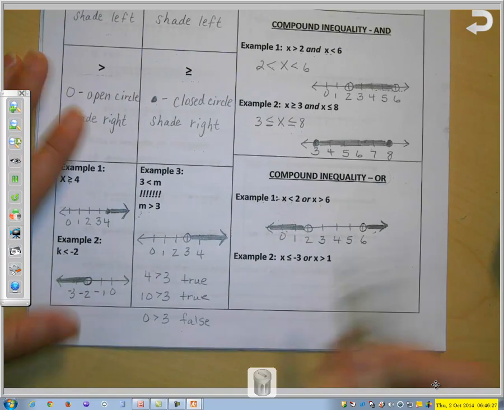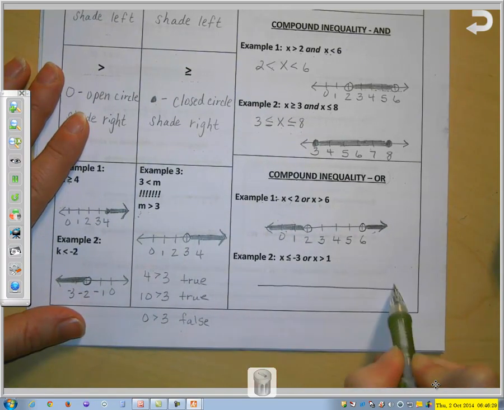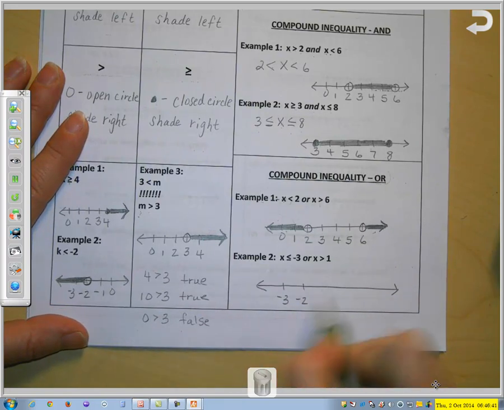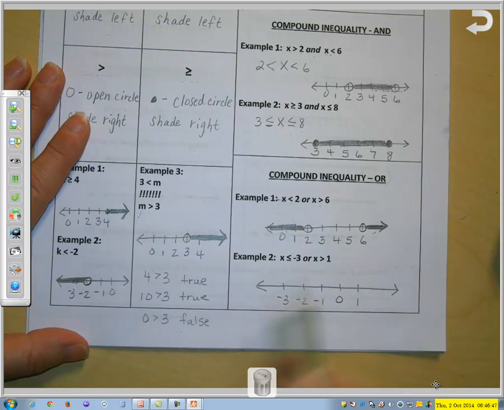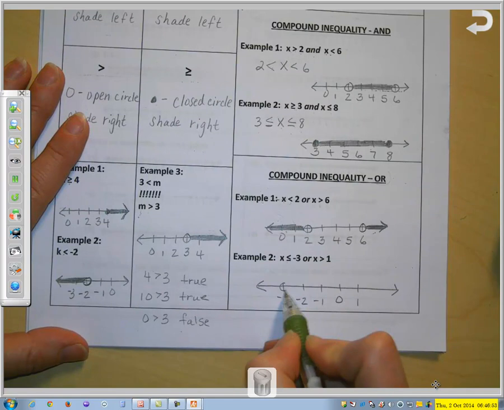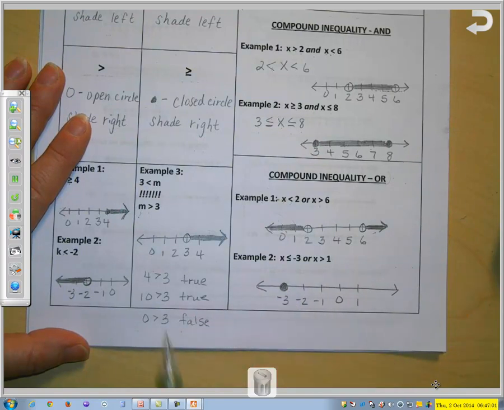Okay, let's graph our last inequality. So we want to graph x is less than or equal to -3 or x is greater than 1. -2, -1, 0, and 1. So x is less than or equal to -3. The equal to tells us that -3 can be included in the solution set. So we put a closed circle there. And x is less than or equal to -3, so we shade to the left.